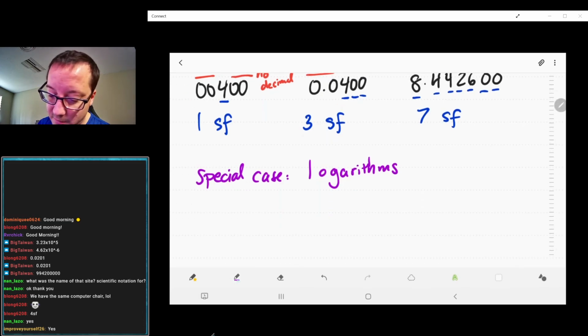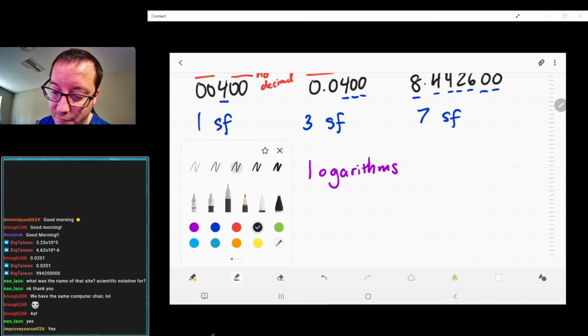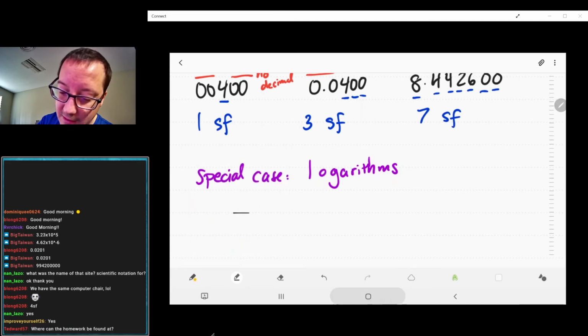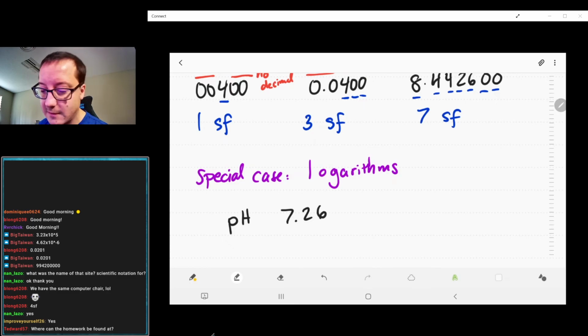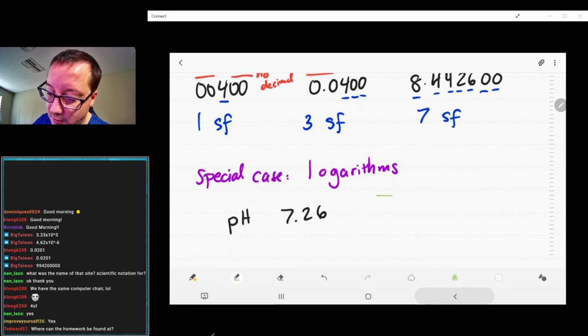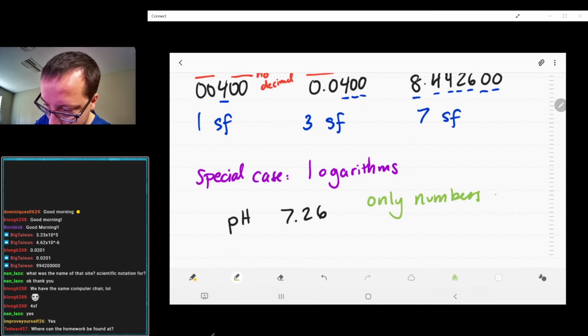With logarithms, we have a special case. If a number is a logarithm, let's say you have a pH, for example, you're measuring your pool, it's going to be on Canvas. I'll show you that in a second. So if you have, say, a pH of 7.26, the rule for logarithms is only numbers after the decimal are significant.